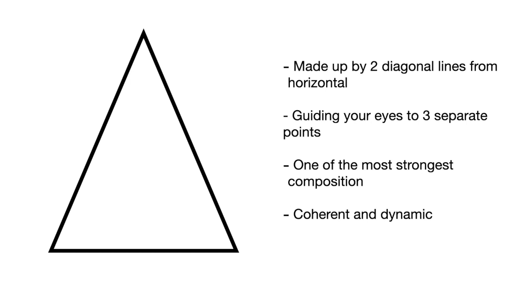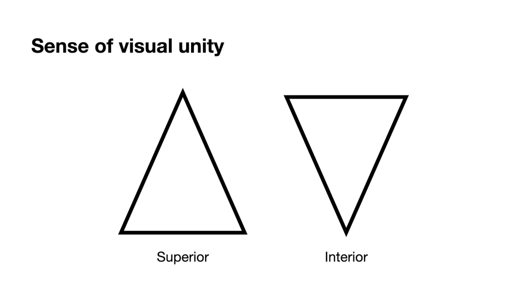Triangular composition is made up of two diagonal lines formed horizontally. It guides your eye to three separate points. Triangular composition is one of the strongest compositions that you can find in many artists from the past until now, and it gives the feeling of coherence and dynamism. For the sense of visual unity, if the peak of the triangle is up, it shows a superior aspect. If it's upside down, it shows an inferior aspect.